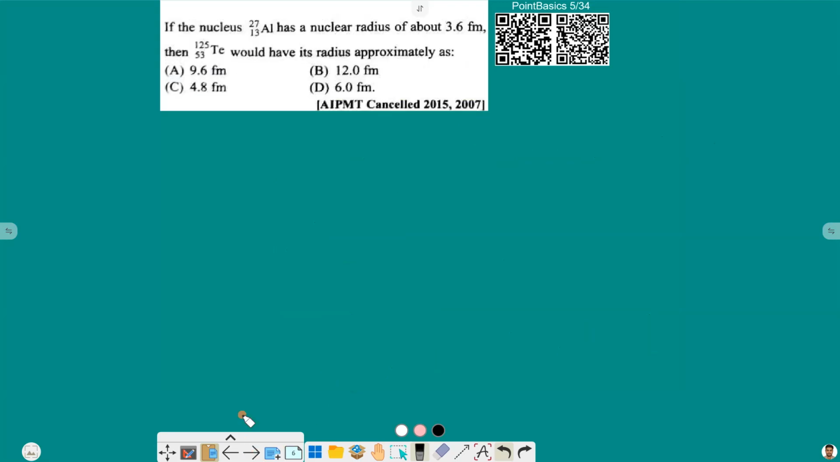Let us move ahead. If the nucleus 27/13 aluminium has a nuclear radius of about 3.6 Fermi, then for tellurium we would have the radius approximately... So we have already discussed the formula that R_A will be equal to R_0 into A raised to power 1 by 3. Now for aluminium, this is 3.6 Fermi is equal to R_0, which is not given, so we will keep it as it is, and its mass number is 27, raised to power 1 by 3.